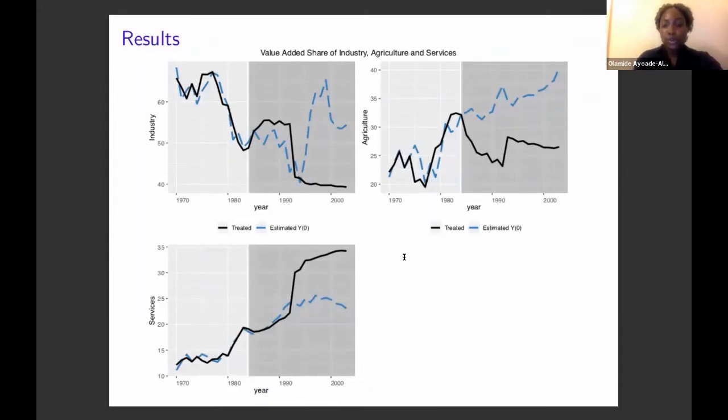The results show that if trade liberalization did not occur in Ghana, value added of industry would have been higher in the long term, while value added of services would not have grown as much as it did. These findings support the hypothesis by Rodrik, who explains that a plausible explanation for the premature deindustrialization in African economies is trade and globalization. In addition, the value added share of agriculture would have been higher and grown steadily from 1985 if trade liberalization did not occur.